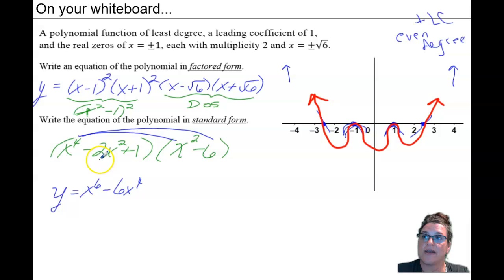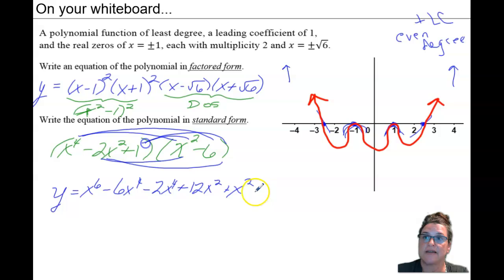Okay, then we have negative 2x squared times x squared is a negative 2x to the 4th. And then negative 2x squared times negative 6, a negative and a negative is a positive 12x squared. Okay, and then one more time with our constant, 1 times x squared is positive x squared. And then we have 1 times negative 6, which is a minus 6. And now we can do some combining like terms.